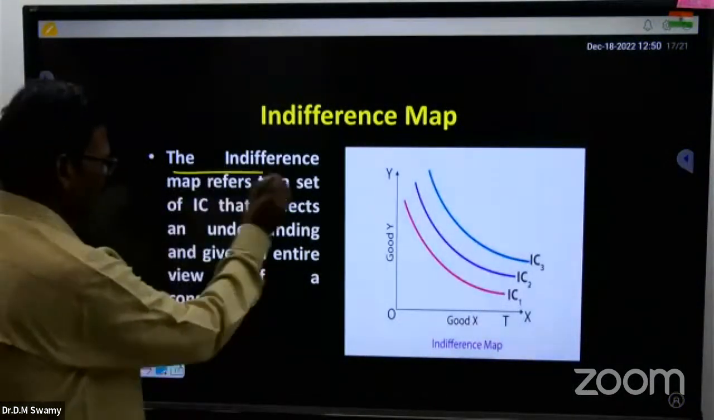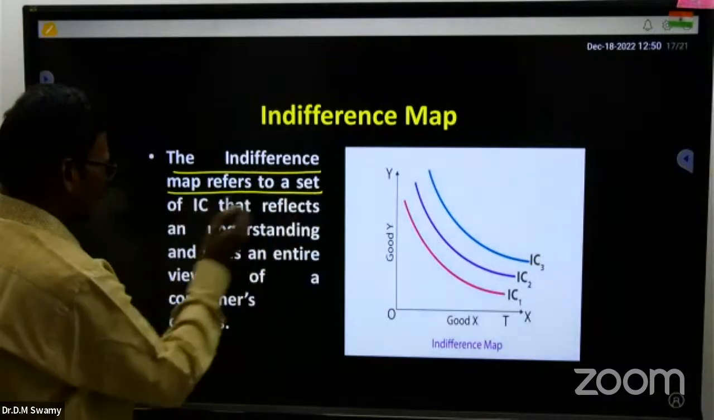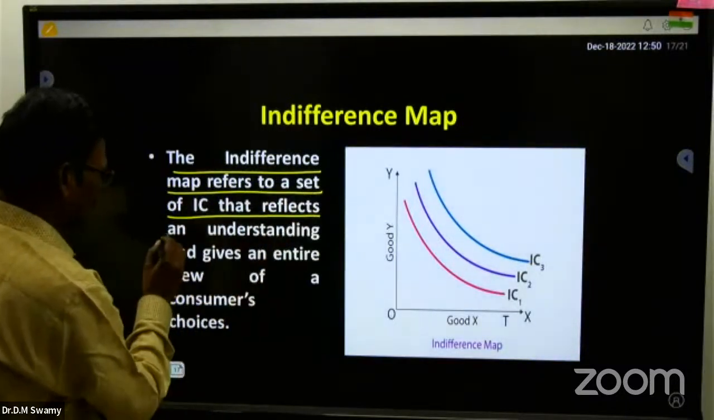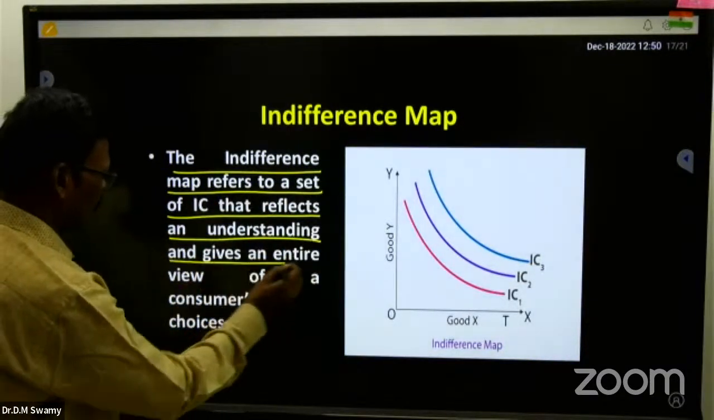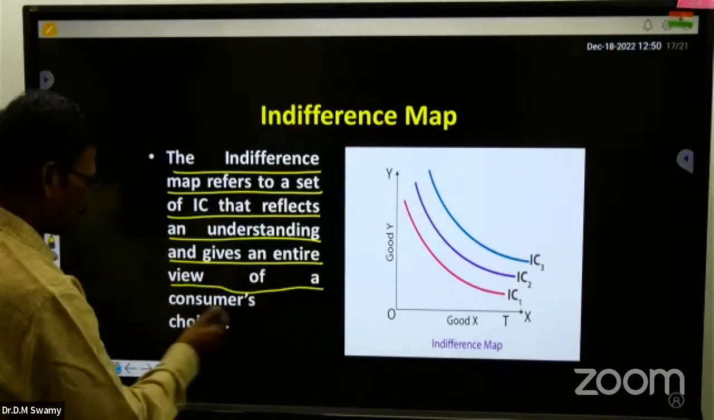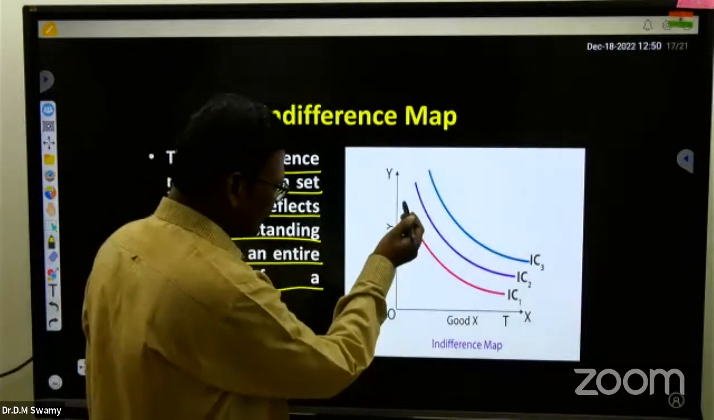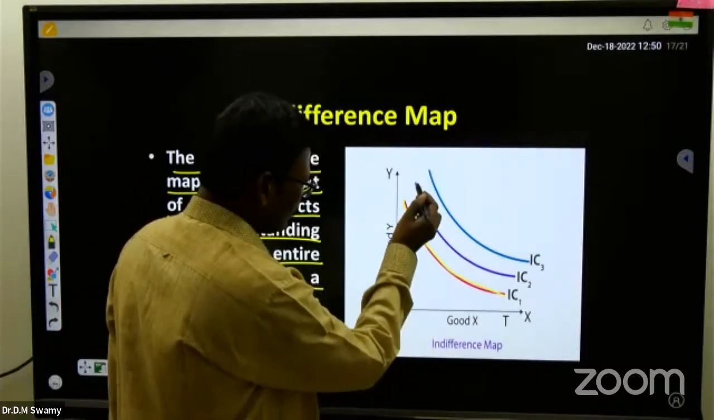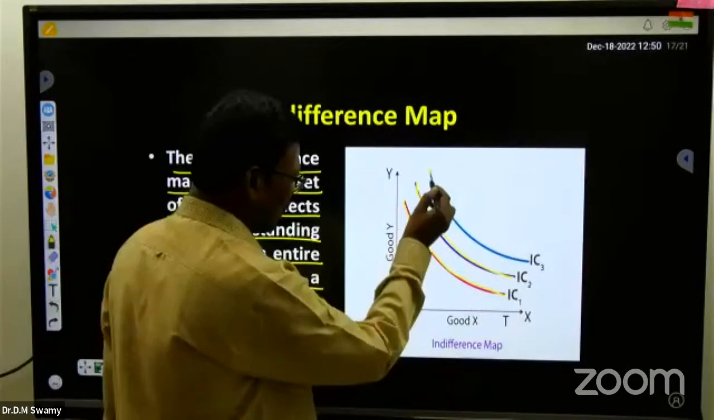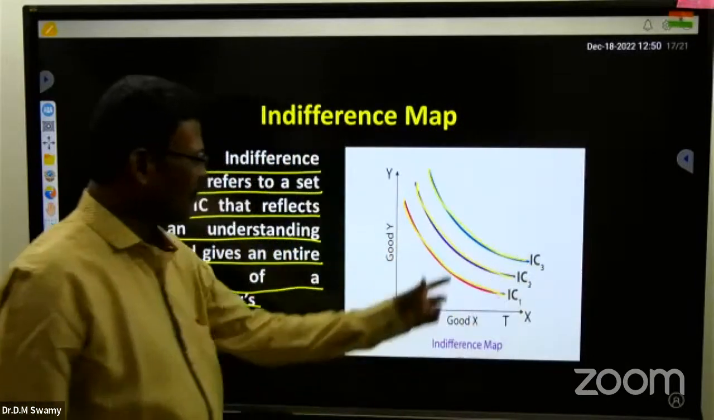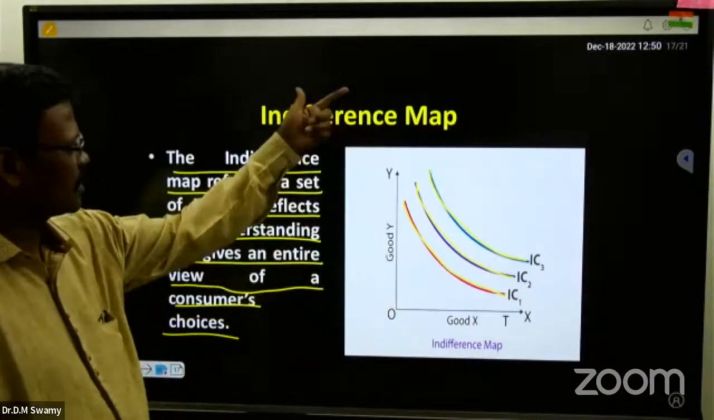The indifference curve map refers to a set of indifference curves that reflects an understanding and gives an entire view of the consumer's choices. So the set of indifference curves, IC1, IC2, IC3, is known as the indifference curve map.